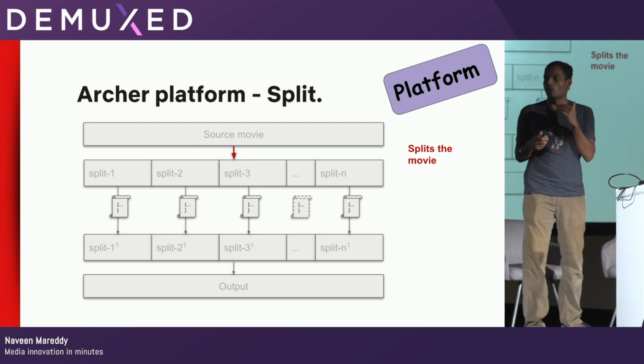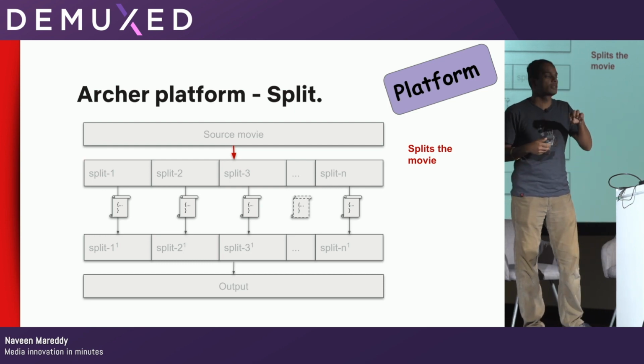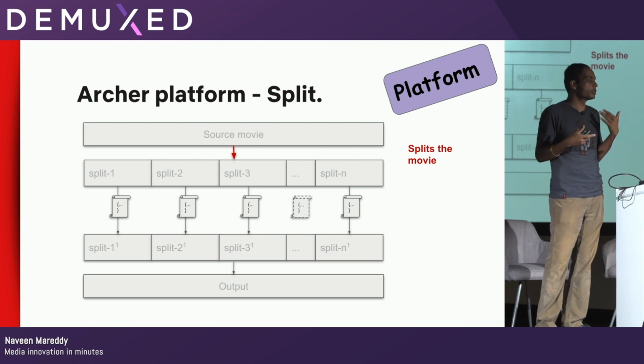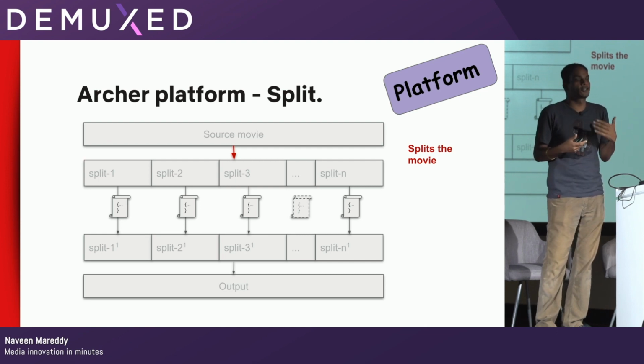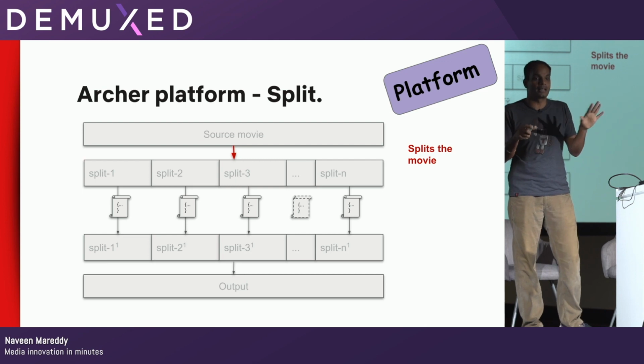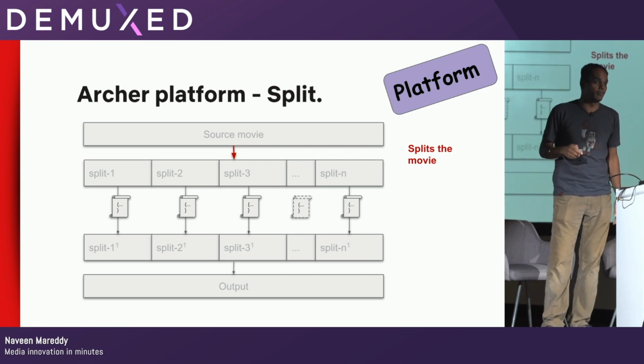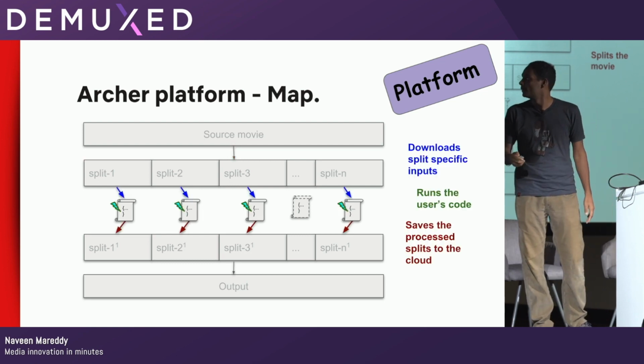And also the platform goes and picks the movie source from the cloud, also the metadata about the movie. Like if we were to split it by shot, then where is the shot metadata? All of that is abstracted for the users. So that red part there is done by the platform if most of the use cases people pick built-in splitters.